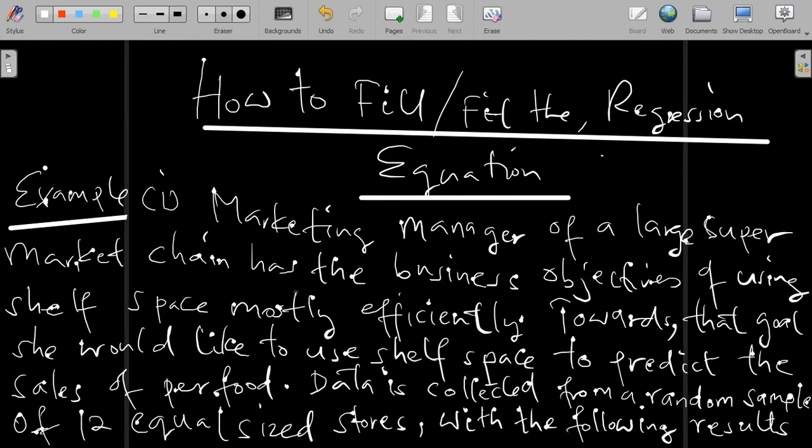For example, a market manager of a large supermarket chain has the business objective of using the shelf space most efficiently. Toward that goal, she would like to use the shelf space to predict the sales for pet food, and data is collected from a random sample of 12 equal-sized stores with the following results.